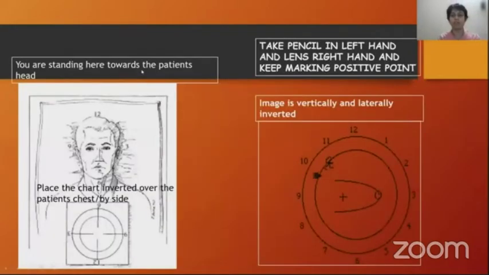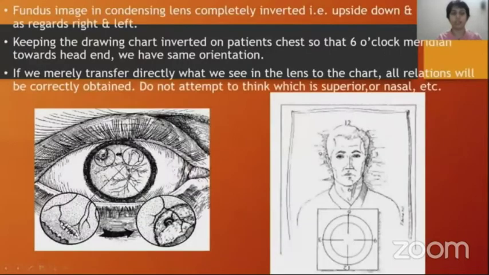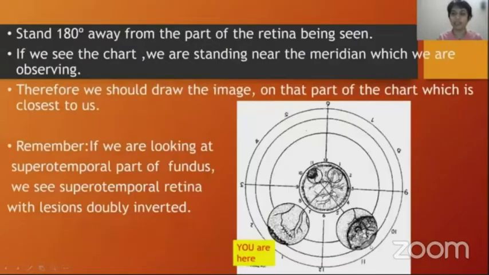So you are standing towards the head end of the patient. How do you get your lesions on the chart? You have to place the chart inverted over the patient's chest or by the side of the patient, so that the 6 o'clock meridian of the chart is towards the patient's head. Now we know that the fundus image in the condensing lens will be inverted upside down as well as right to left, that is, laterally reversed. So keeping the drawing in reverse position gives us the same orientation as this. If we merely transfer what we are seeing onto the meridian, we get the fundus chart right.